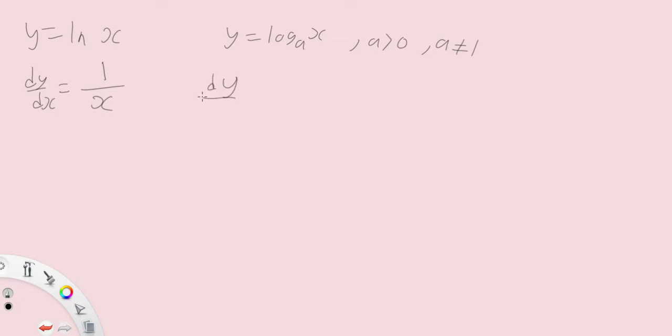Similarly for y equals log a x, it's the same technique. The only difference is, very similar to a^x, that I must involve a ln a, but it's 1 over ln a, and therefore the derivative of log a x is 1 over x ln a.